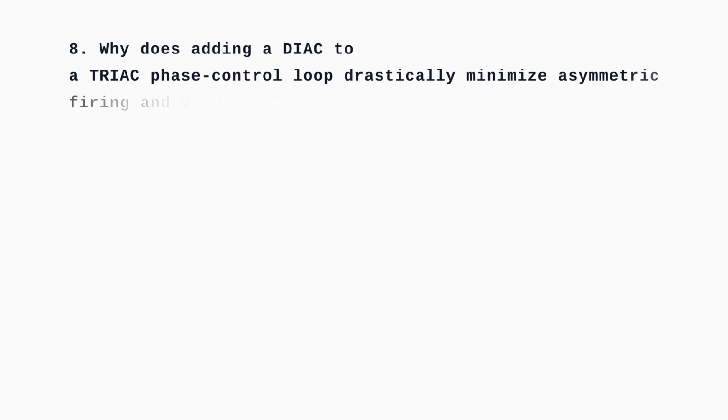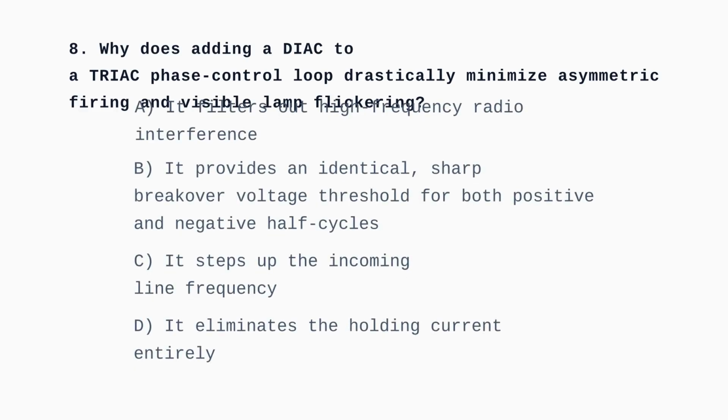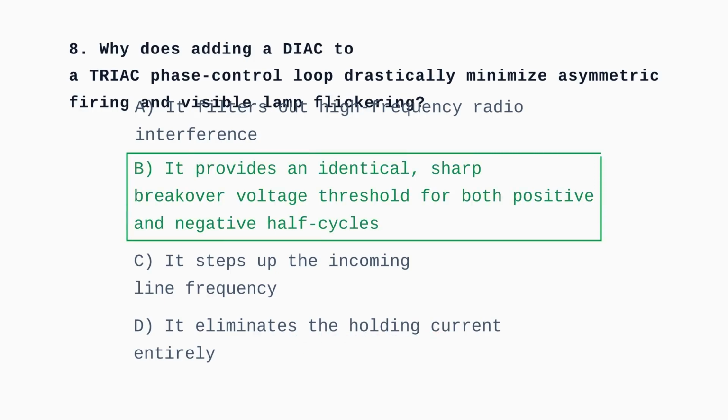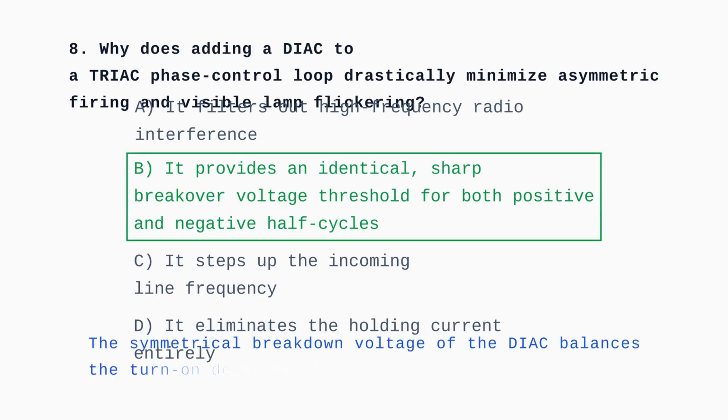Question 8. Why does adding a DIAC to a TRIAC phase control loop drastically minimize asymmetric firing and visible lamp flickering? Because TRIAC gates are inherently asymmetrical, a DIAC forces a precise, equalized voltage breakdown threshold on both halves of the cycle, matching the firing timing.